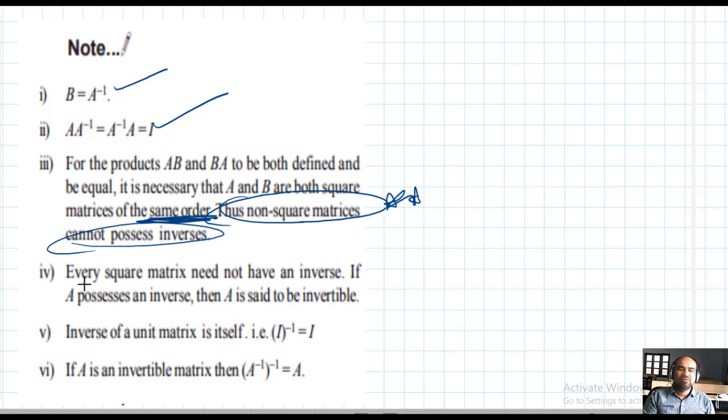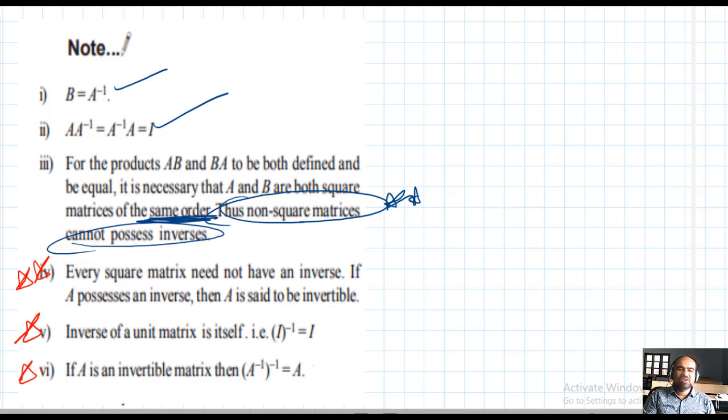One thing, every square matrix need not have an inverse. Very, very important. If A possesses an inverse, then it is called an invertible matrix. Inverse of the unit matrix is taken as I only. This is also one important note. Inverse of I equal to I only. If A is an invertible matrix, then A inverse whole inverse equal to A.